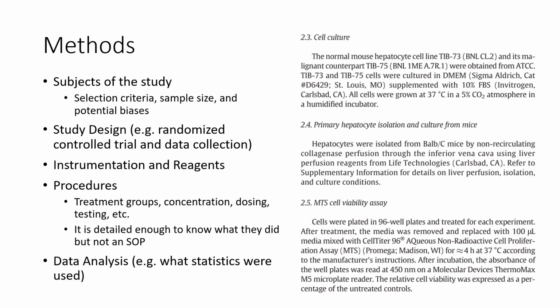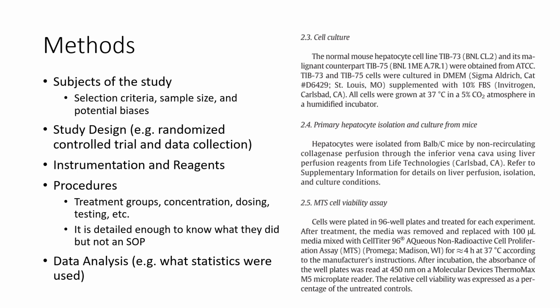So in the methods, they will go over what they're doing the research on. That could be a cell line, that could be mice, that could be humans, what the selection criteria were, what the sample size was, any potential biases. Potential biases are particularly important when dealing with human subjects. What the study design was: was it a randomized control trial? Was it a case control trial? Things like that, and how data was collected, any instrumentation and reagents that were used in the testing process, what the procedures were. So for example, if we're doing a drug treatment, what the treatment groups were, how much they were dosed, how often they were dosed, things like that.